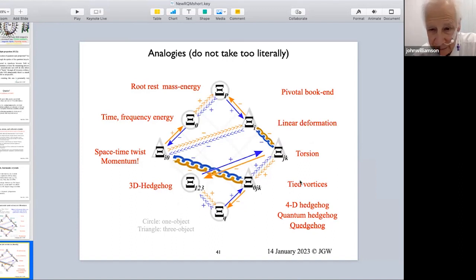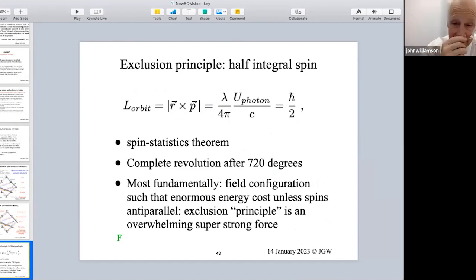This being a tied vortex, and this being a four-dimensional hedgehog. Yeah, don't take these things too seriously. Okay, I want to explain, no, I didn't.